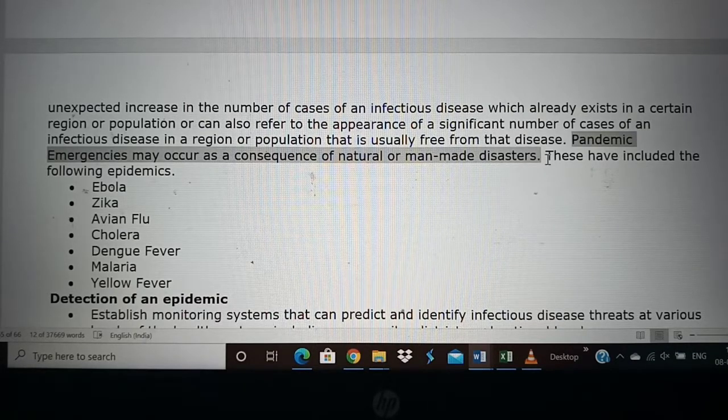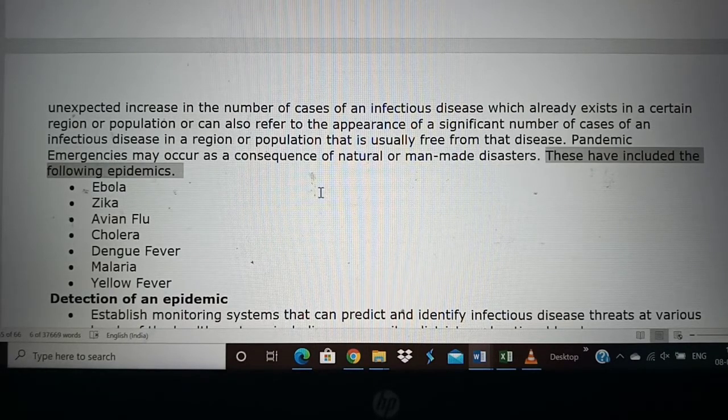There are several examples of epidemics previously, like the Ebola epidemic, the Zika virus which affected people in Kerala, avian flu, that is the bird flu. Then we have swine flu, we have cholera, dengue fever, malaria, yellow fever. These are all epidemics that keep coming on and off in various places of India and other countries, especially developing countries like Africa. So these are common epidemics.